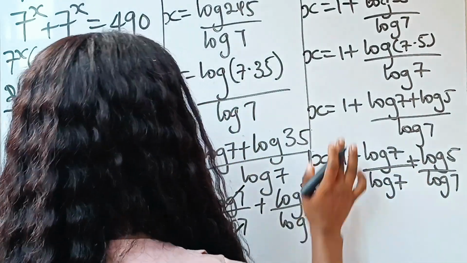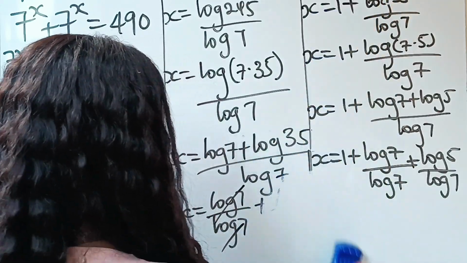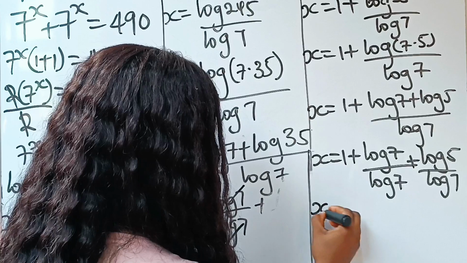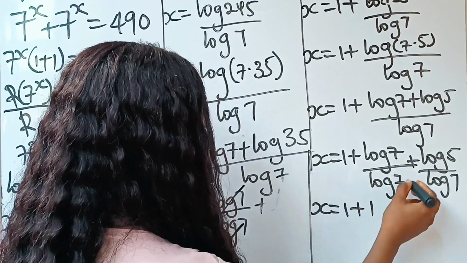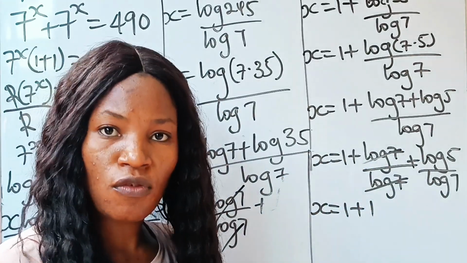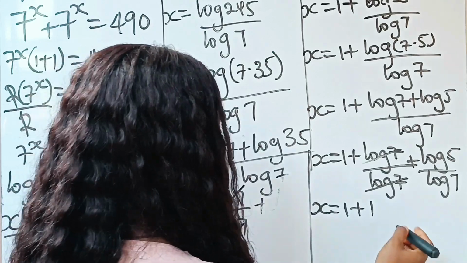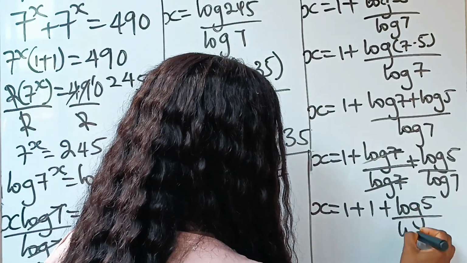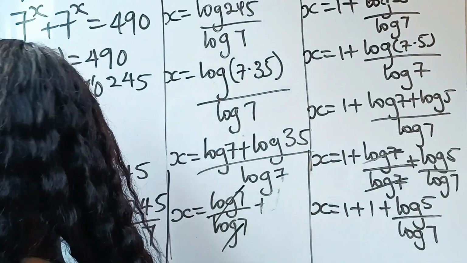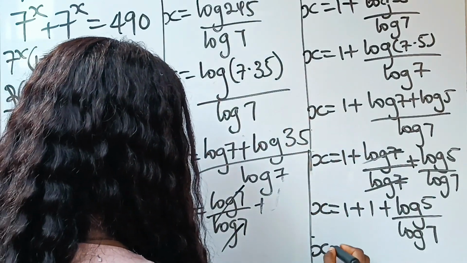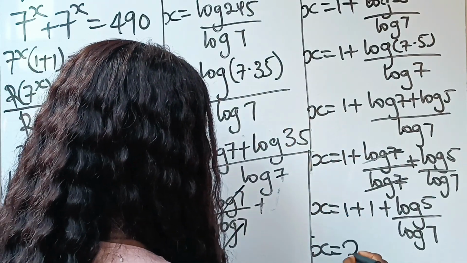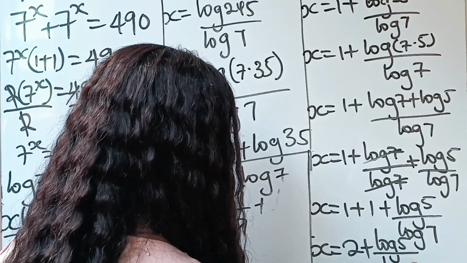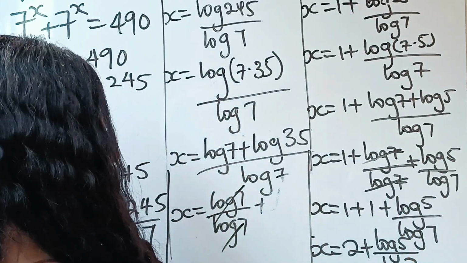Now, we can write, permit me to clean this. It's actually disturbing me. All right, so we can write that x is equal to 1 plus 1, because when this divides itself, we have 1, right? So 1 plus 1 plus log 5 divided by log 7. So we can write that x is equal to 1 plus 1 will give us 2 plus log 5 divided by log 7. I don't know if you can still see this.